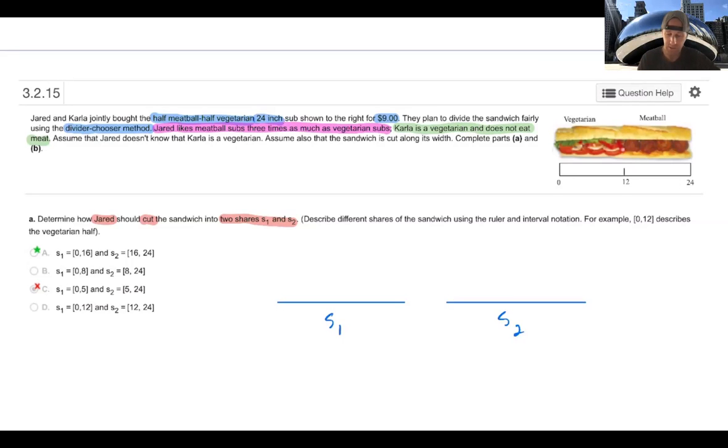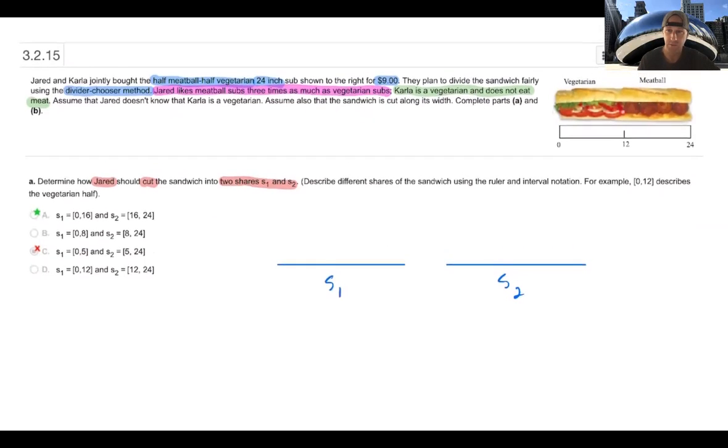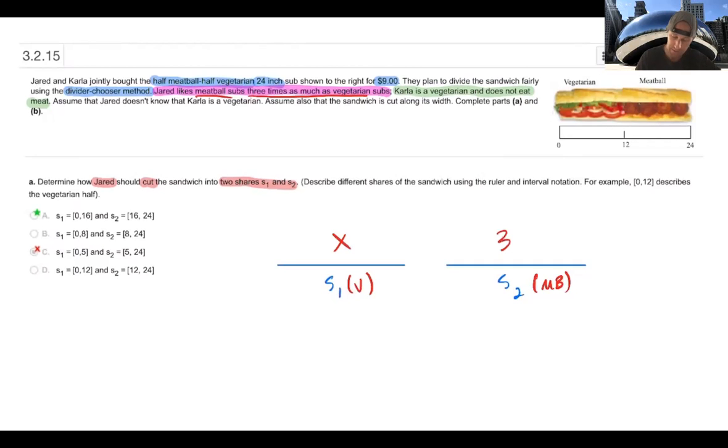So the first thing we need to look at is, obviously, Jared said that the first section, which we're going to call the vegetarian, and then the meatball for the other, he said that he liked one 3 times as much as the other, and that was the meatball. So if we don't know this first section, which is the vegetarian side, we know that he likes this 3 times as much. So just like we did in the previous one, we're going to take those two, and we need an equation now that we've got them both in terms of x.